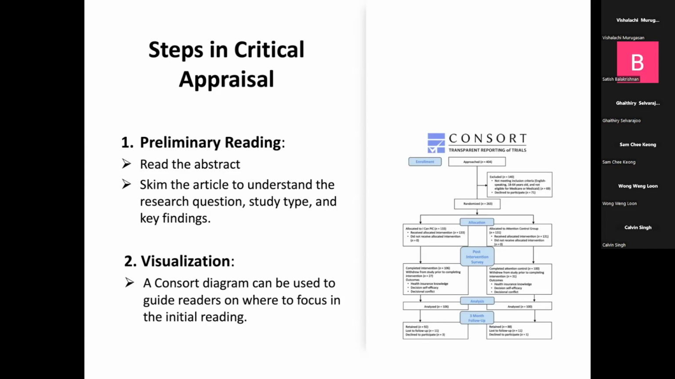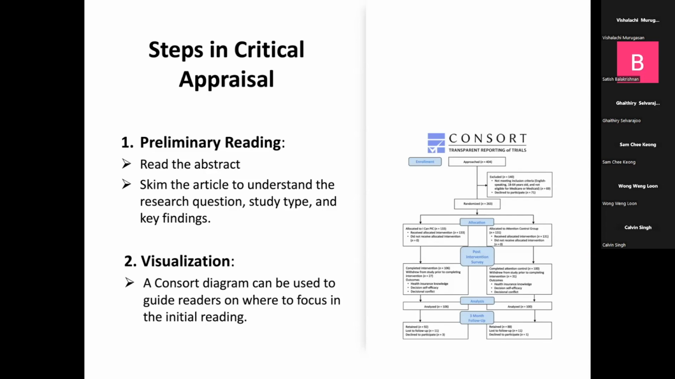And all of this can actually be acquired through visualization. So a lot of current articles now have got what is called a consort diagram. A consort diagram literally gives you the whole methodology in a very simplified form. So what you see on your right-hand side here is a simple consort diagram, which actually talks about how many patients were enrolled. What was the methodology?